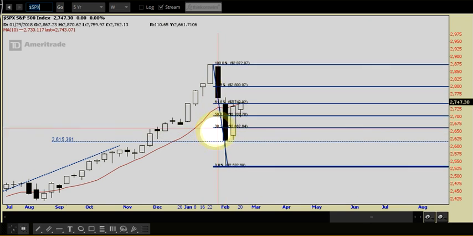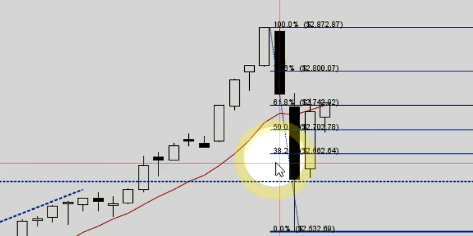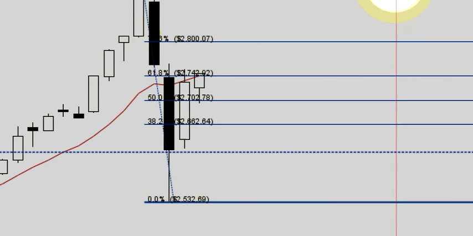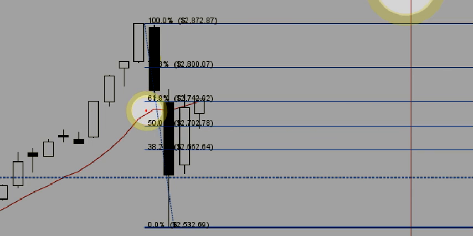In fact, let's zoom in here, and you should be able to see that. Here's the 61.8% retracement right here, and you can see we've exceeded that a little bit, and could exceed it a little bit more, maybe up into this area, just below 2,800. If in fact this is the first move down, we could have a substantial sell-off.